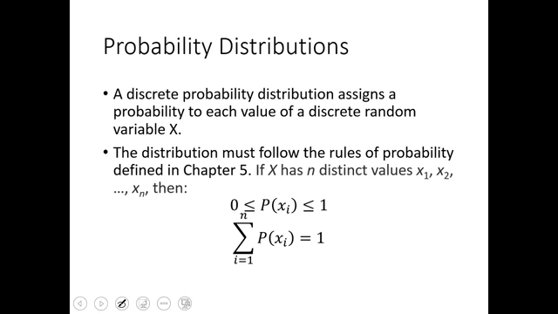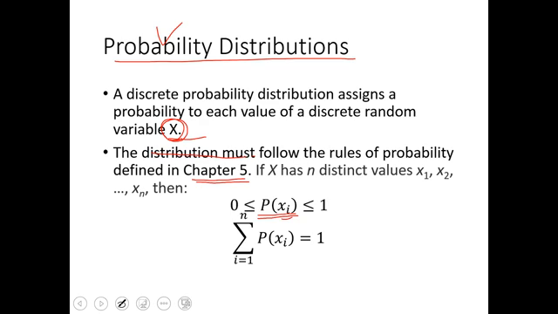So a random variable always goes together with a probability distribution. A random variable which has no probability distribution is nonsense. All random variables have probability. I mean, the distribution is given by this probability. You studied probability in chapter 5.